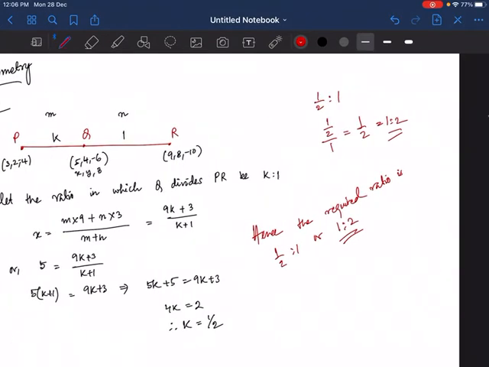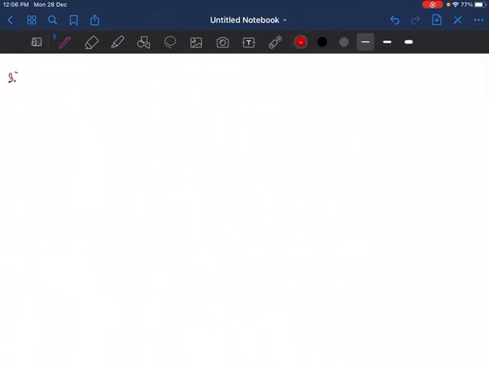In question number 3, they said find the ratio in which the YZ plane divides the line segment joining the points (-2, 4, 7) and (3, -5, 8). So first thing, YZ plane. We had X in here, Y in here, Z in here. So the YZ plane was basically like this. Suppose this is my YZ plane.